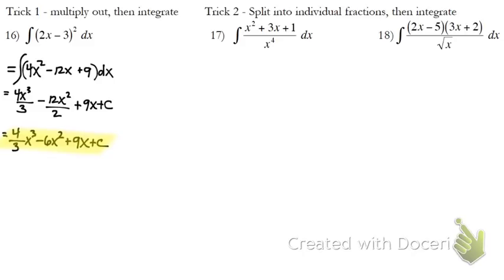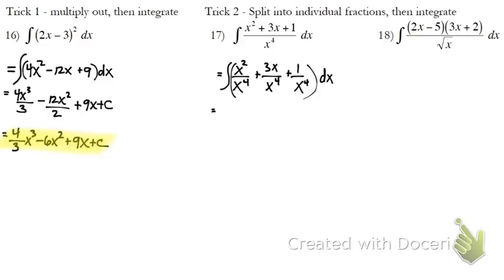For this middle one, there's a trick number 2. The trick is to split it into individual fractions and then integrate. So what it means by that is take x squared over x to the 4th, for example. Then divide 3x by x to the 4th. Then divide 1 by x to the 4th and write them as 3 separate fractions and then integrate them after you've simplified. So for example, we have x squared over x to the 4th plus 3x over x to the 4th plus 1 over x to the 4th dx.